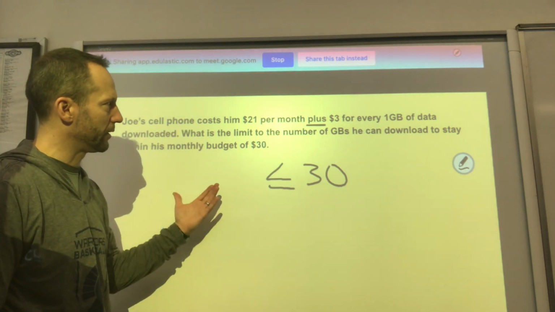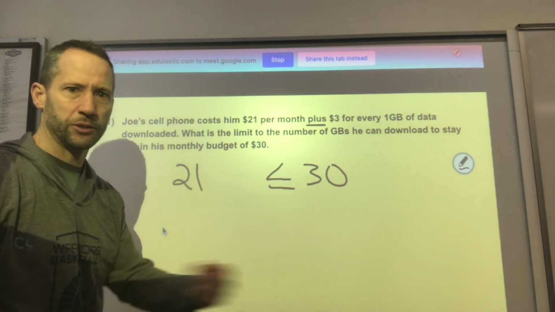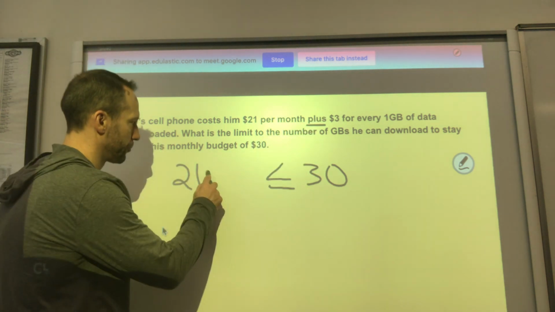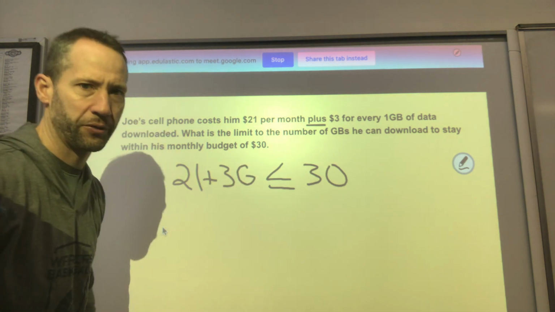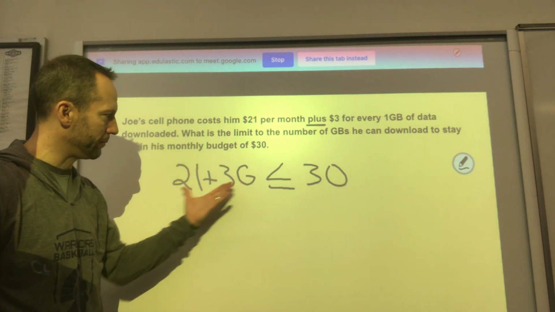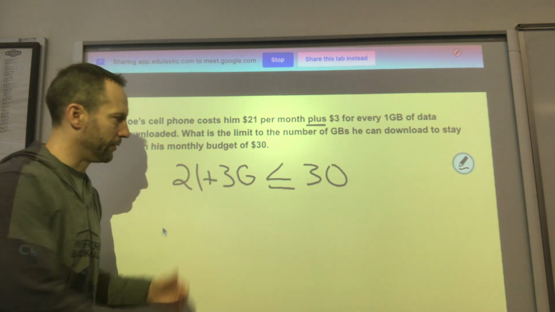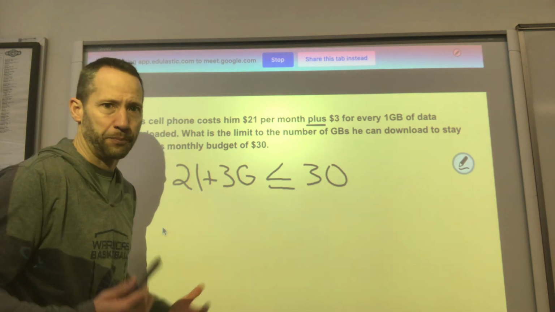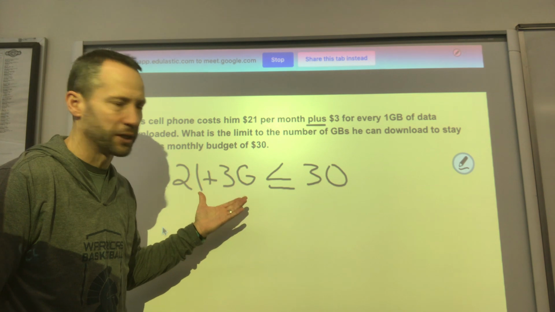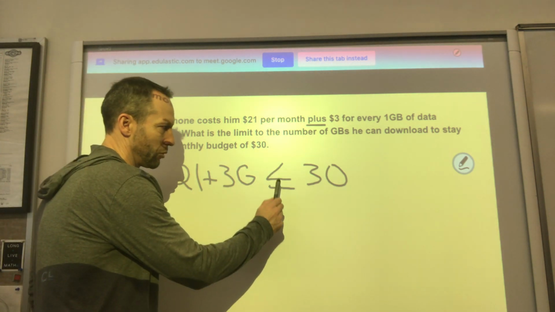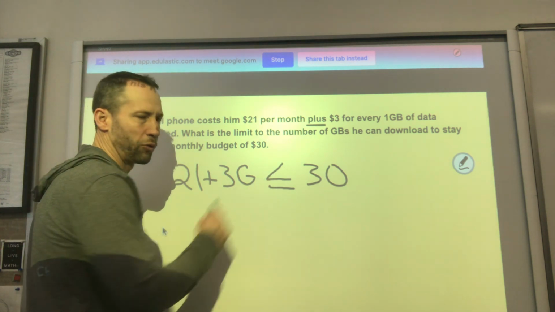So what goes over here then? Well, we already know we're spending $21 a month. Okay, that's right away. Well, then we have this plus $3 per G, I'm going to use G to represent gigabytes. So over here is what I'm going to spend. And the number of gigabytes depends on my decision of how much data I'm going to use. But I know that I can spend less than or equal to 30. I can't go more than 30. More than would mean I'm going to have a greater than sign.